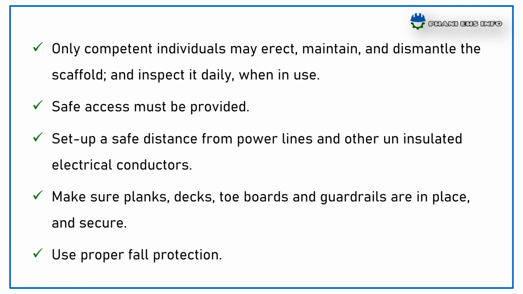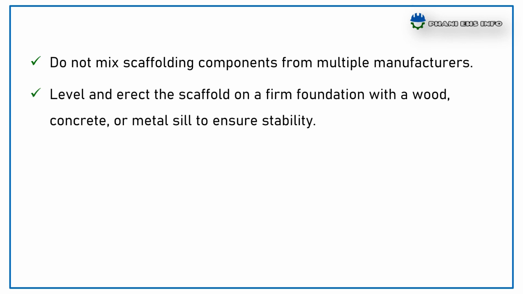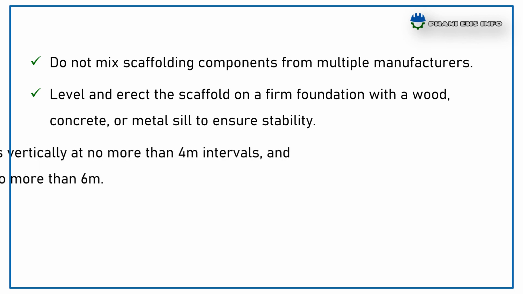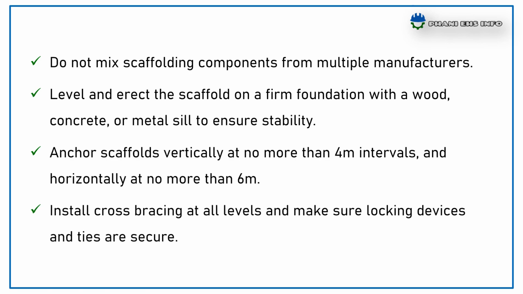Use proper fall protection. Do not mix scaffolding components from multiple manufacturers. Level and erect the scaffold on a firm foundation with a wood, concrete or metal sill to ensure stability. Anchor scaffold vertically at no more than 4-meter intervals and horizontally at no more than 6 meters. Install cross bracing at all levels and make sure locking devices and ties are secure.